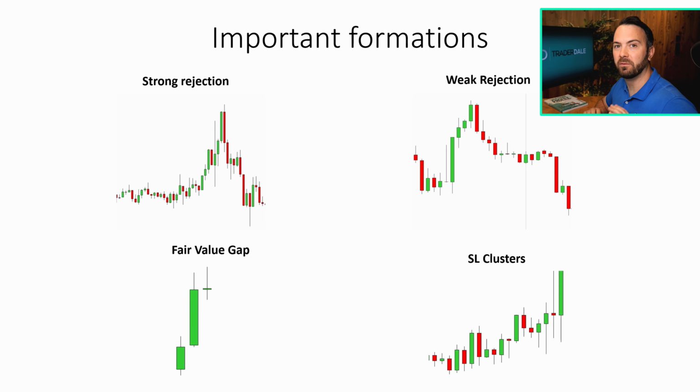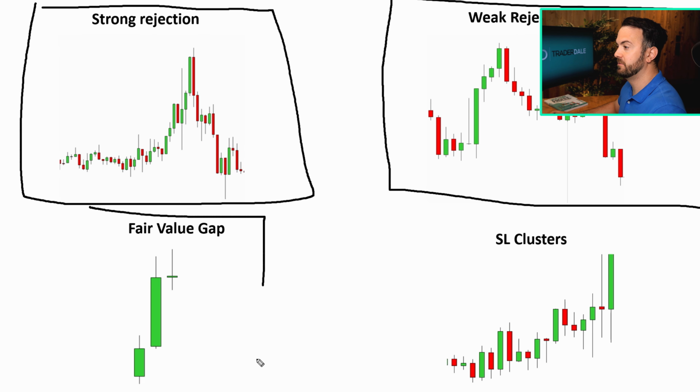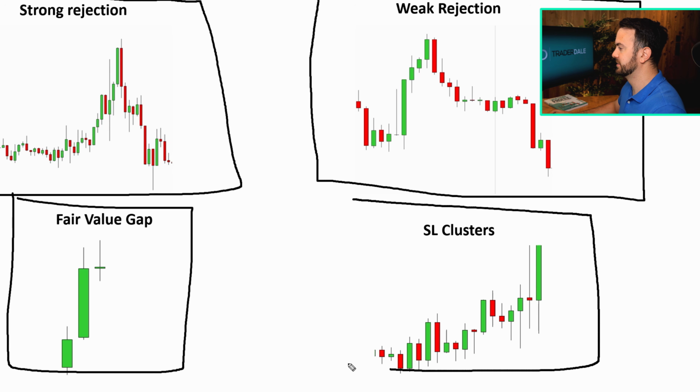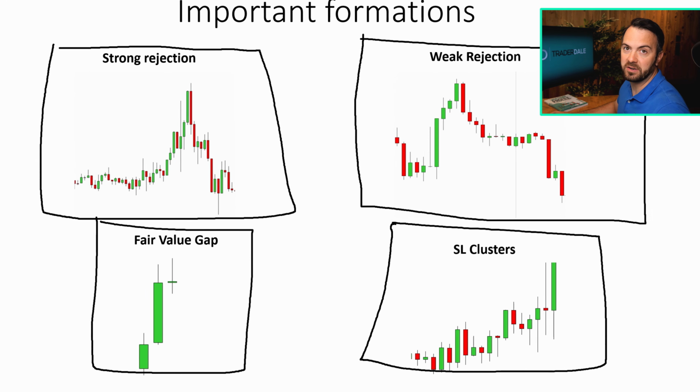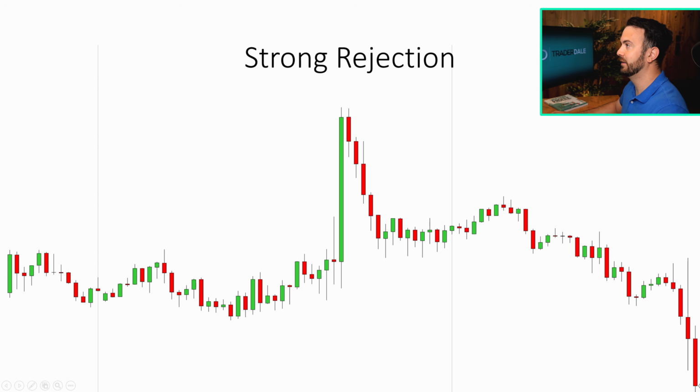Now, in this whole video, we'll be dealing with 4 major formations that will tell us who is in control, whether buyers or sellers. I put them all here on this screen. It is a strong rejection, weak rejection, fair value gap, and stop loss clusters. And now what I like to do is cover them one by one more in detail. And let's start with strong rejection.